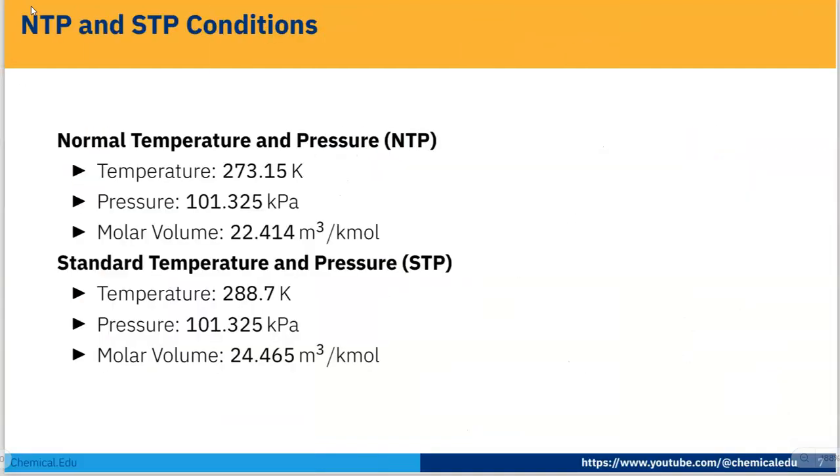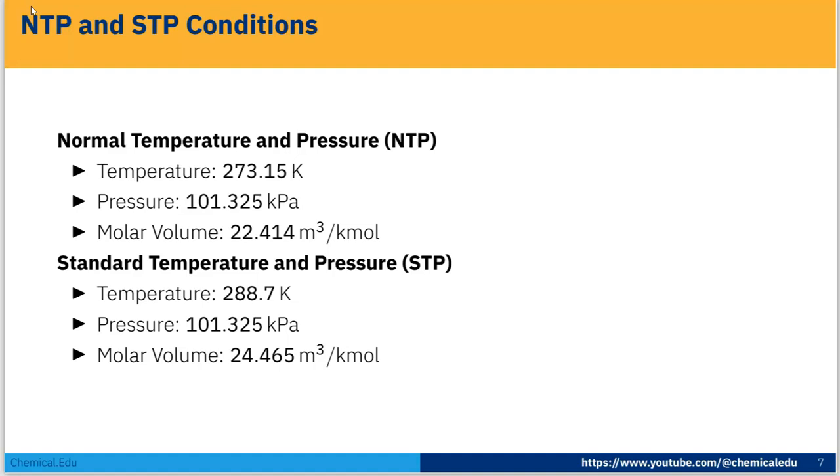Now next is NTP and STP condition. So normal temperature and pressure is called NTP. Temperature is actually 0 degree centigrade, so 273.15 Kelvin. Pressure is 101.325 kilopascal. Molar volume is 22.414 meter cube per kilomole. And standard temperature and pressure is 288.7 K. Pressure is 101.325 kilopascal. Molar volume is 24.465 meter cube per kilomole.